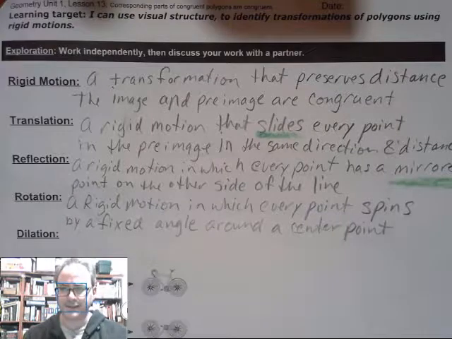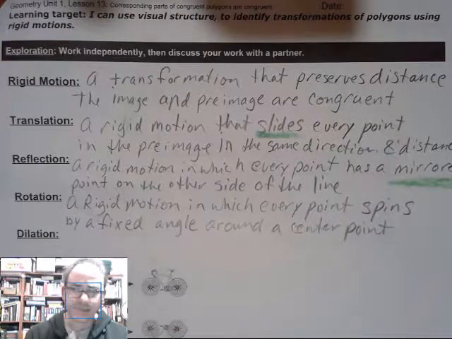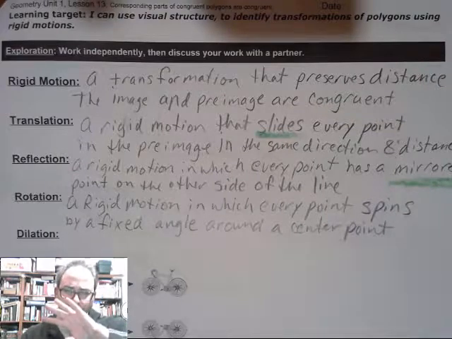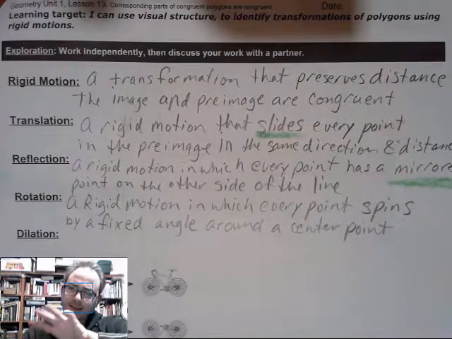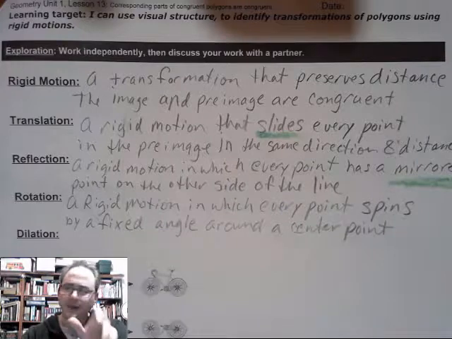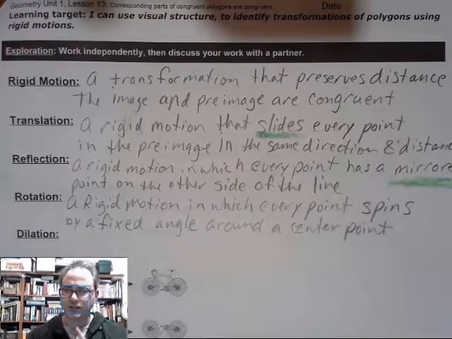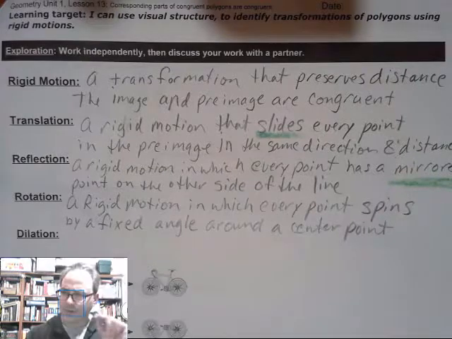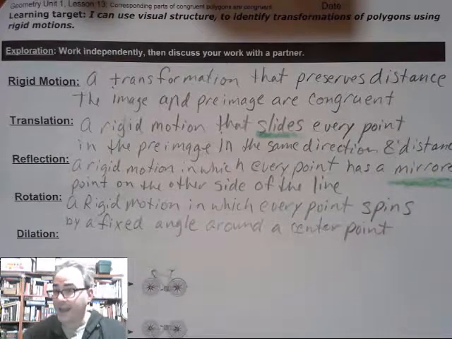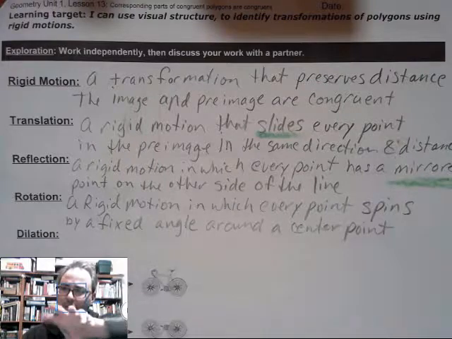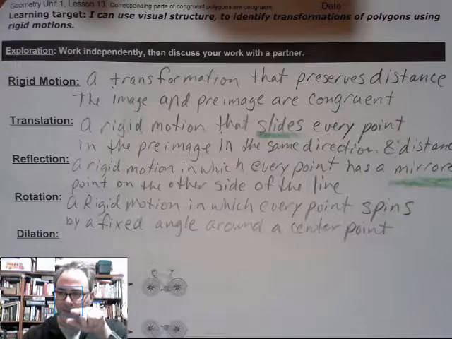A rigid motion, what I want you to remember for rigid motion is spins, all right? Spins. Rotations spin. A rotation is a rigid motion in which every point is spun by a fixed angle around a center point. So if you're doing a rotation, you need a center point. Oftentimes it's the origin, 0, 0, but it can be any point really. And then that image is going to be spun around that point.